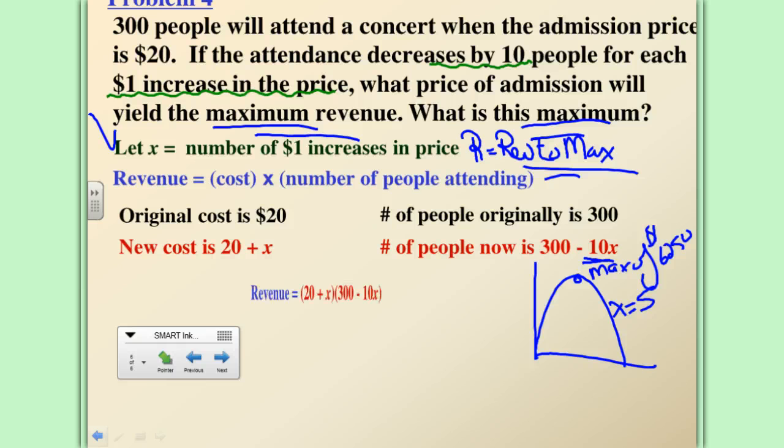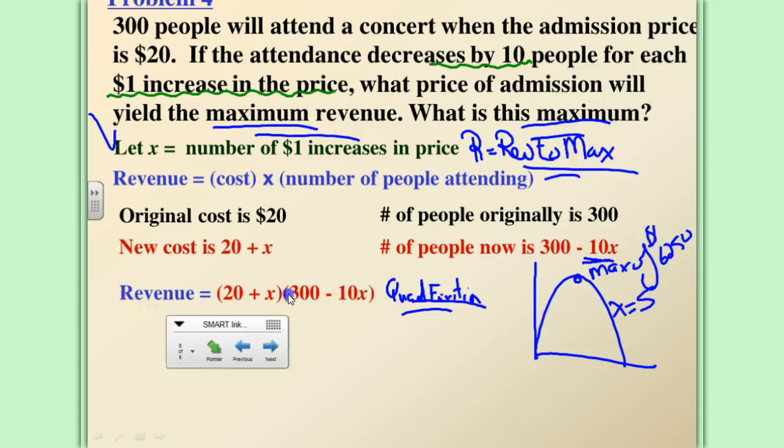We go over here. We've got our revenue. My question to you guys everywhere is, what kind of equation is that? What kind of function is that? This is a quadratic function. You're done. You can go straight to your graphing calculator and you can go find the maximum. So go there, right? Go there and find the maximum.